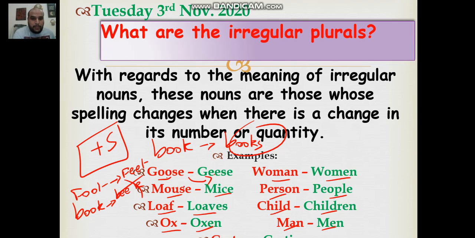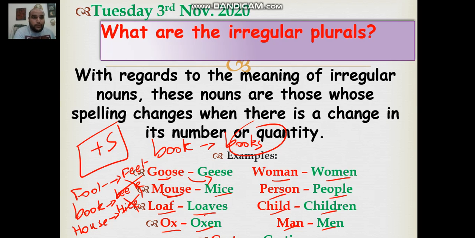Now here, mouse, mice. Oh, that's a rule. House, just like house, so it's going to be highs. Wrong. House is going to be houses, as simple as that. But mouse is an irregular noun, so it changes the way it wants.